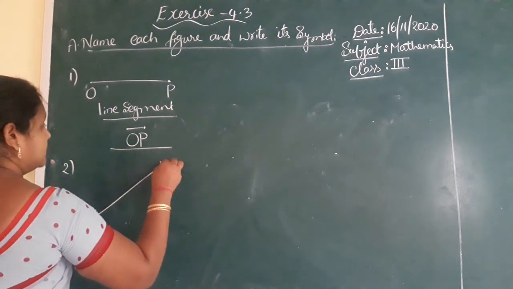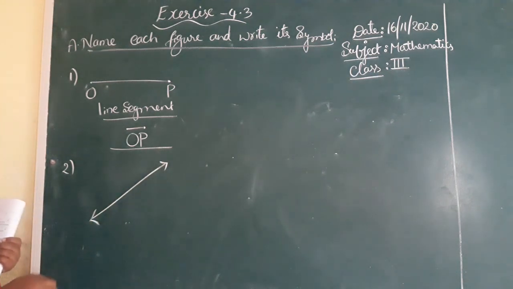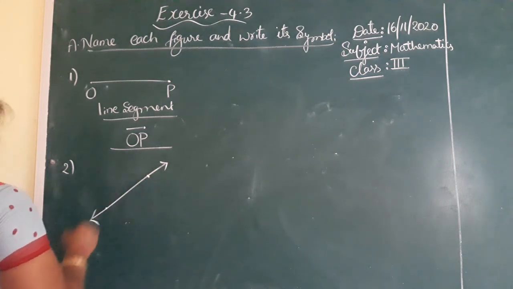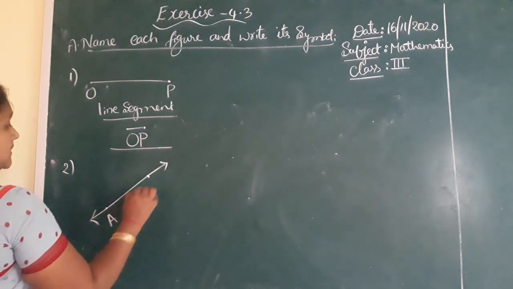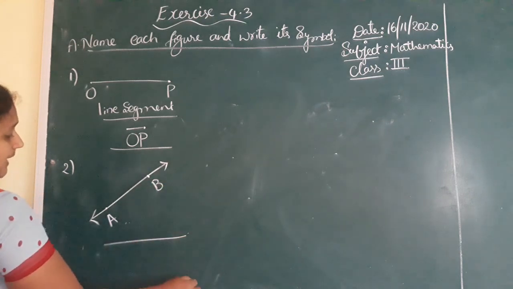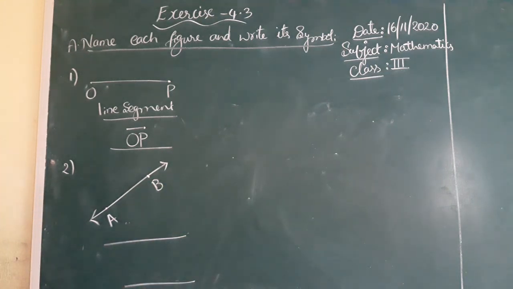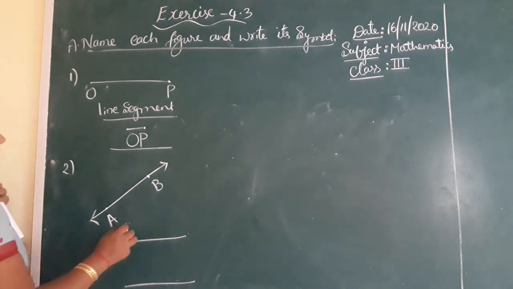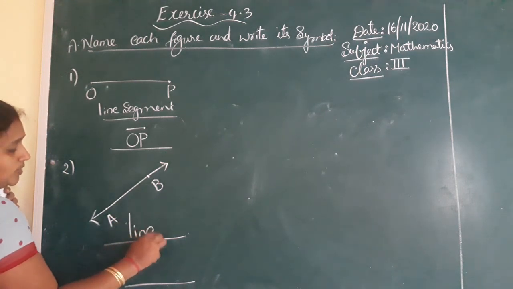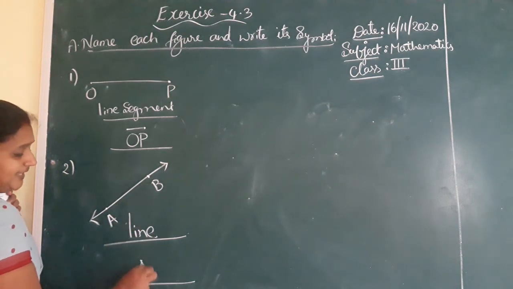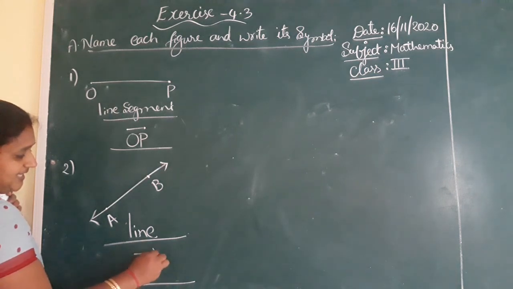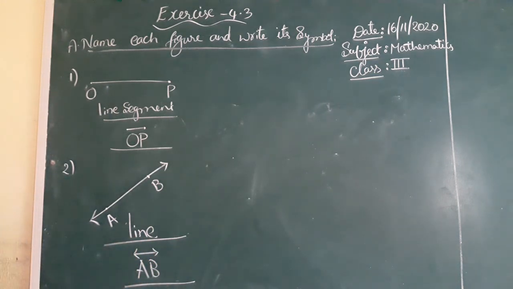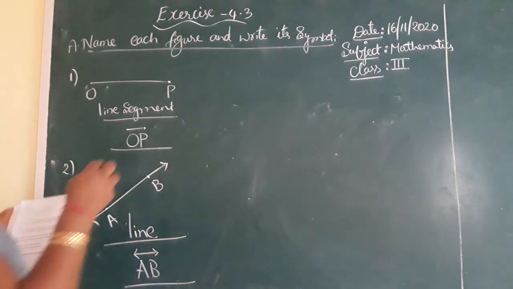Second one. There are 2 points on this figure. If you see this, what type of figure is it, children? It looks like a line. So we took 2 points on that line. Now we call it a line. What is the name of this figure? Line. So it is represented as line AB. Okay. See the next one, the third one.